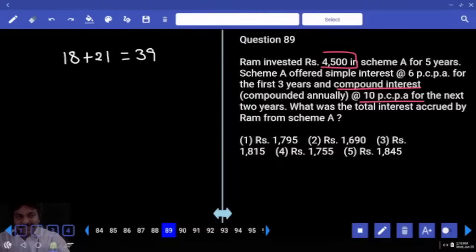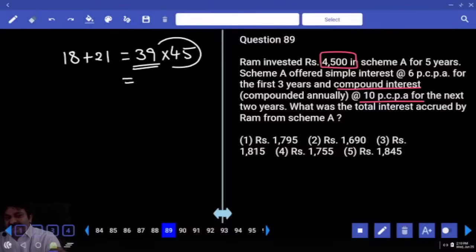39 percentage calculated on 4,500, that will be 39 into 45. Are you okay? Right. 40 times minus 1 time. That's what I'll treat 39 as. 40 times. What is 10 times? 450. Double, 900. Double, minus something. So fifth cannot be your answer. Fourth final answer.